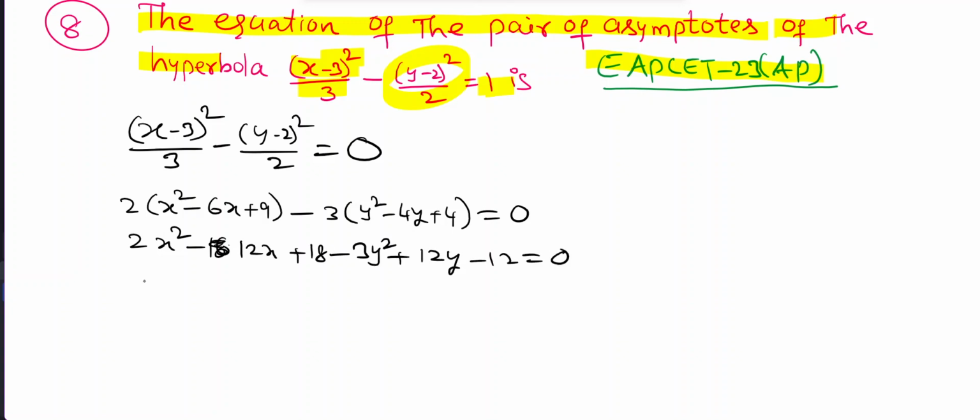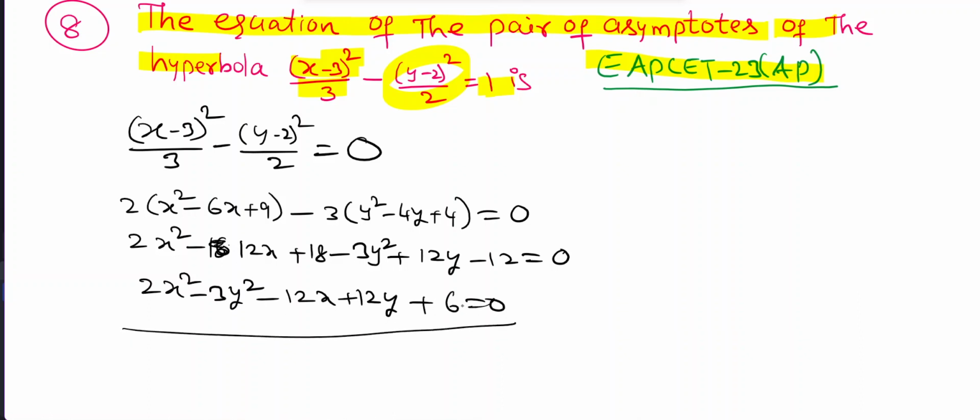From this, 2x square minus 3y square, minus 12x plus 12y, 18 minus 12 plus 6, is equal to 0. This is the equation of the pair of asymptotes of the given hyperbola.